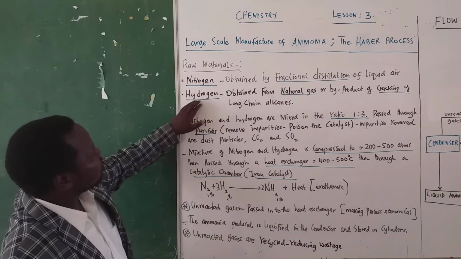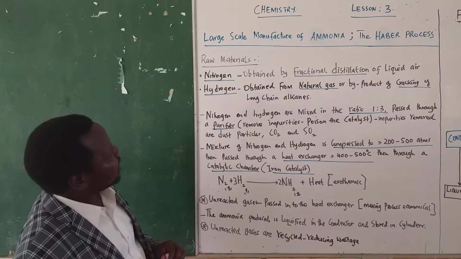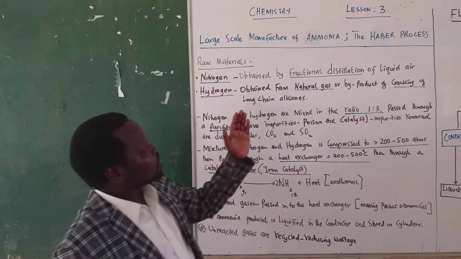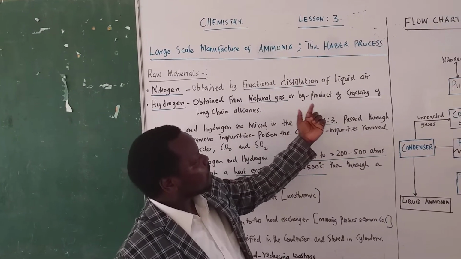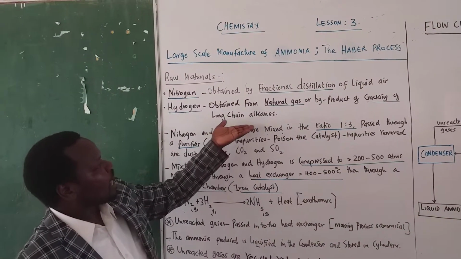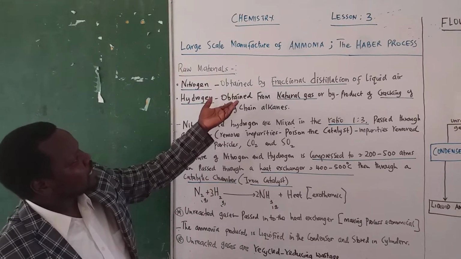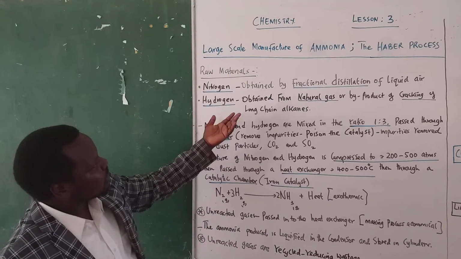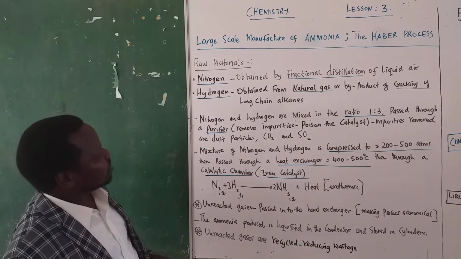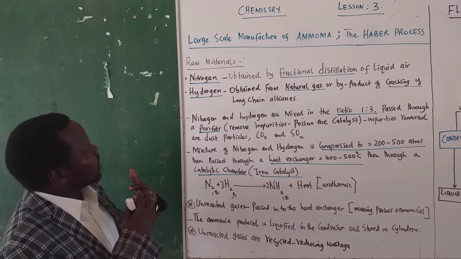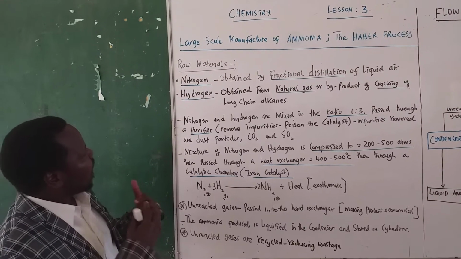The main sources of hydrogen include natural gas or as a byproduct of cracking long-chain alkanes. And for any industrial process, it is important to identify the sources of the raw materials, how to obtain them.